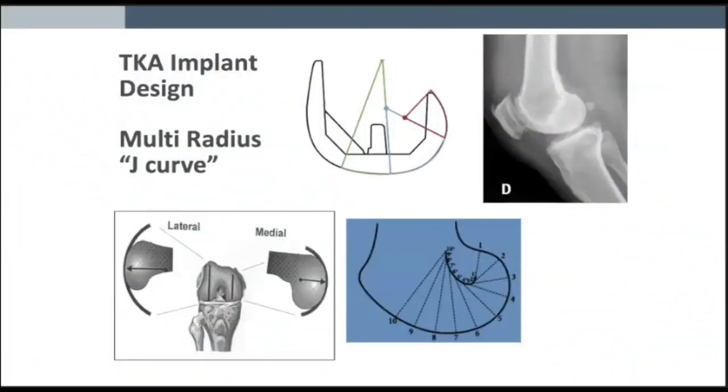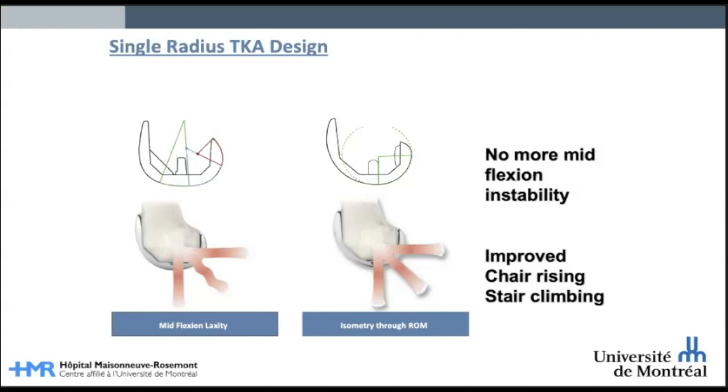Another key feature of implant design is their radius of curvature. We know that the normal knee is almost a single radius. So all the J-curve design femoral implants do not replicate the normal knee articular surfaces. In mid-flexion, this will create a zone of increased laxity in the MCL and LCL that will create some mid-flexion instability and some abnormal femoral-tibial translation when people try to rise from a chair or during stair climbing.